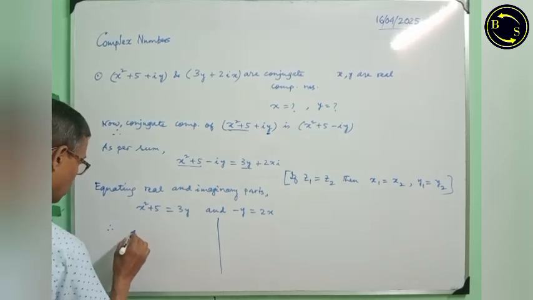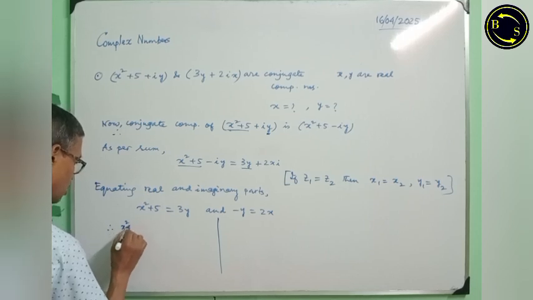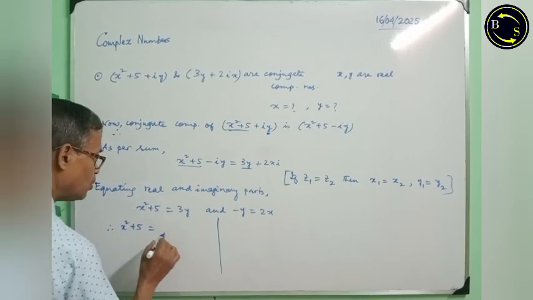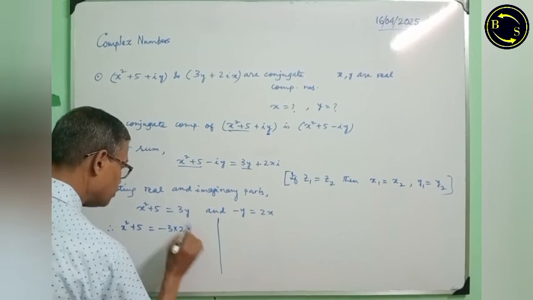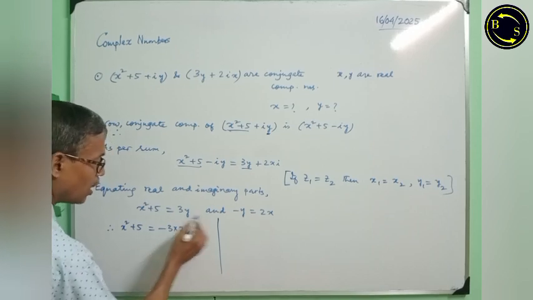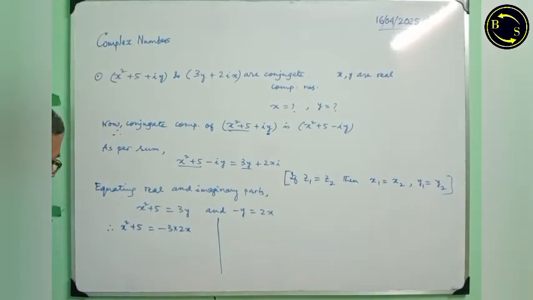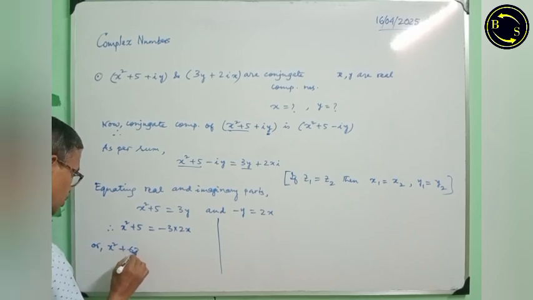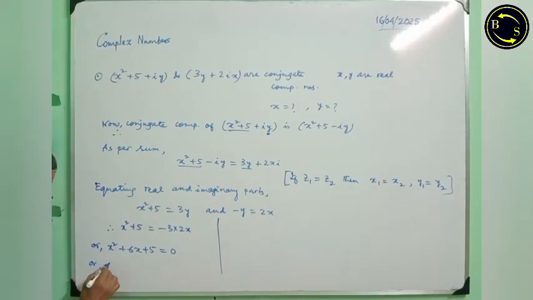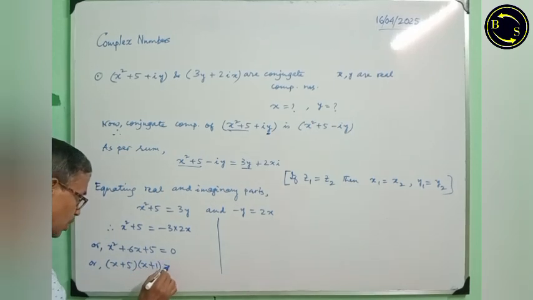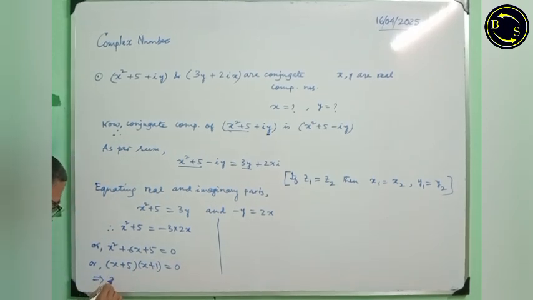Therefore, x square plus 5 is equal to minus 3 into 2x, I have put the value of y here, or x square plus 6x plus 5 equal to 0. Now resolving this, we shall get x plus 5, x plus 1 equal to 0, from which x equals minus 1, minus 5.